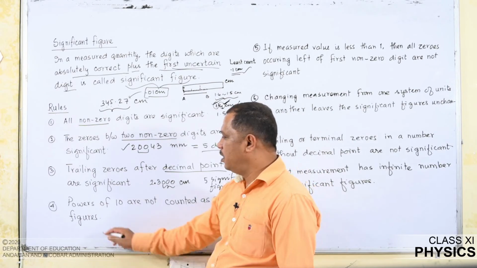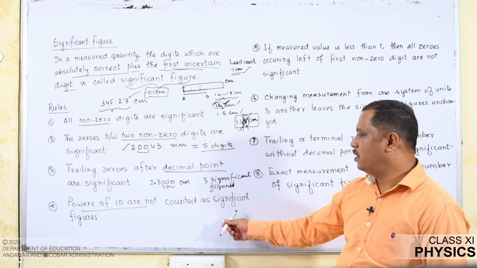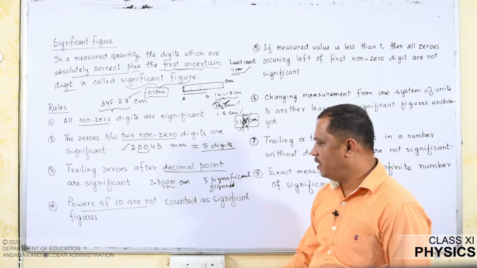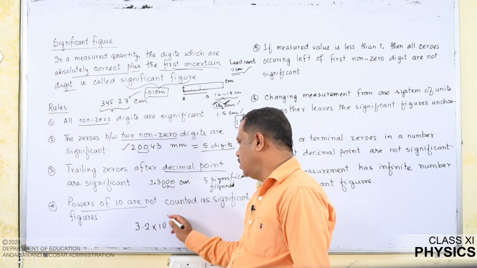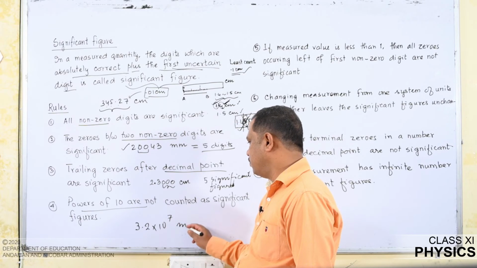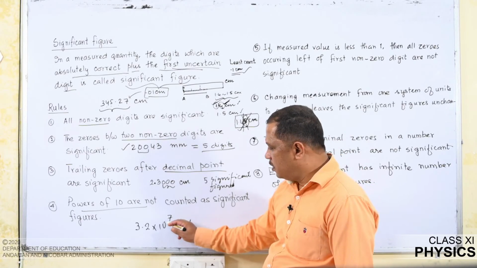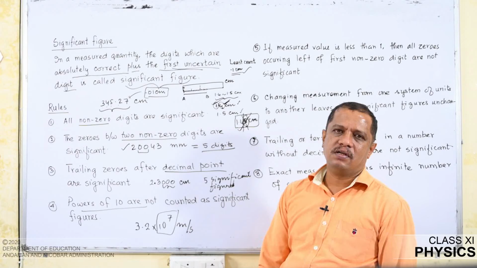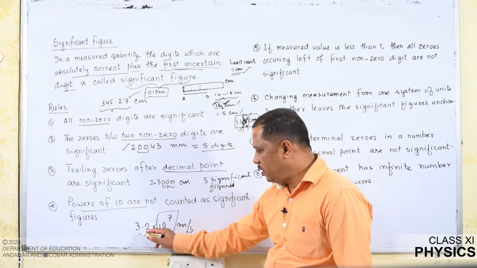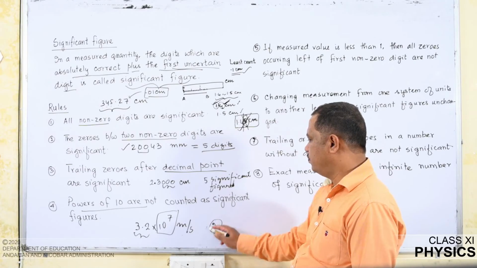The next rule says that powers of 10 are never taken into account as significant figures. What do we mean by it? Let me suppose that I have 3.2 into 10 power 7 meter per second. In that case, the power of 10 will not contribute anything towards counting significant figures. So, if I am asked the number of significant figures, it is 2.